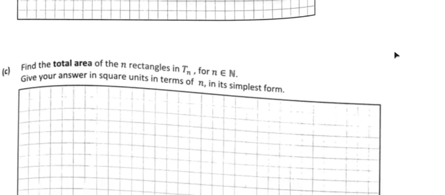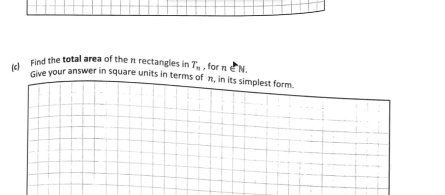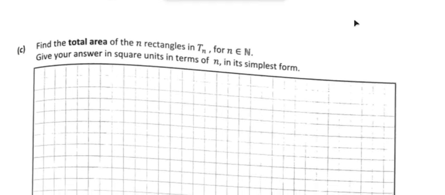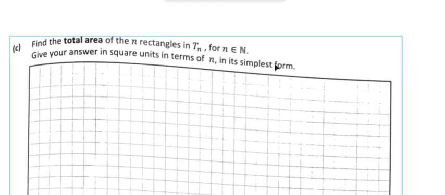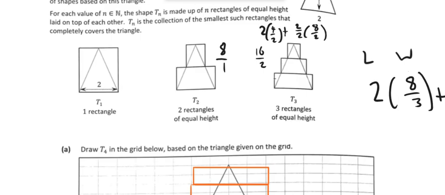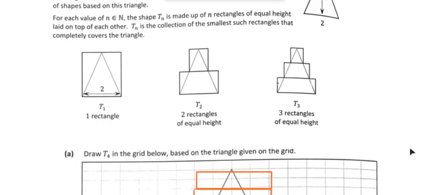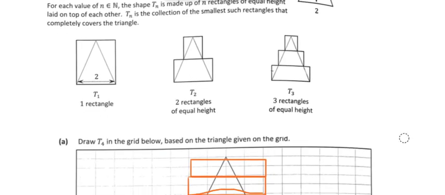Find the total area of the n rectangles in T of n. So give your answer in square units in terms of n in its simplest form. Right, so if you look at the area of the first one, the area there would just be 2 multiplied by 8, so that's just going to be 16. So that's the area of the first term, or the first kind of rectangle.